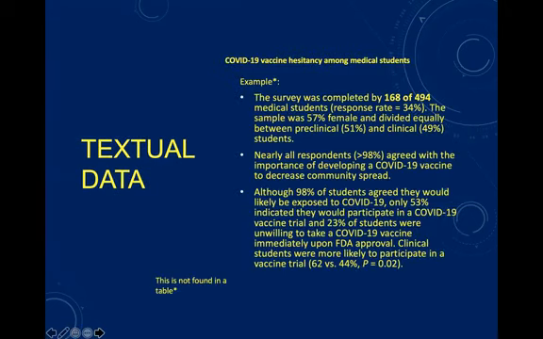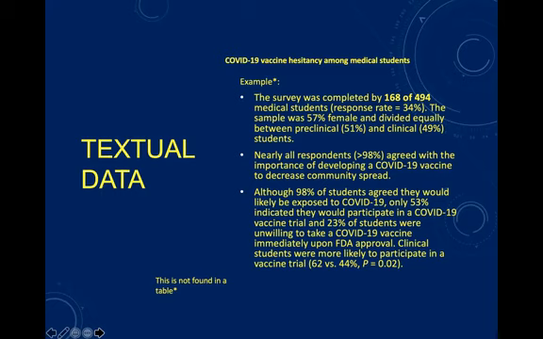So this is an example of a textual data found in a research study entitled COVID-19 Vaccine Hesitancy Among Medical Students. This whole text is written as a textual data. Survey was completed by 168 of 494 medical students with a response rate of 34%. The sample was 57% female and divided equally between preclinical, 51%, and clinical, 49% students. Nearly all respondents, or more than 98%, agreed with the importance of developing a COVID-19 vaccine to decrease community spread.